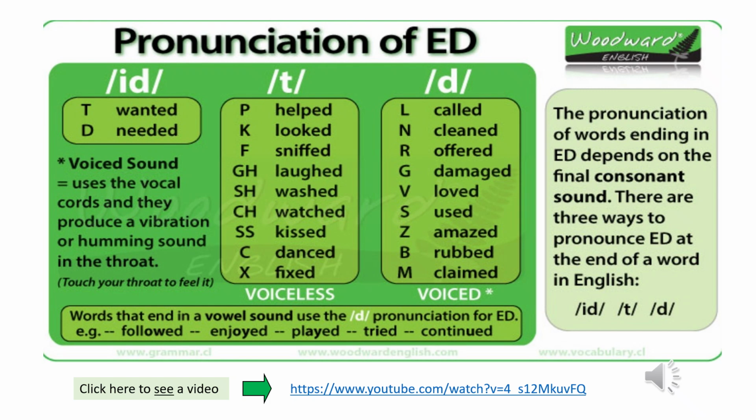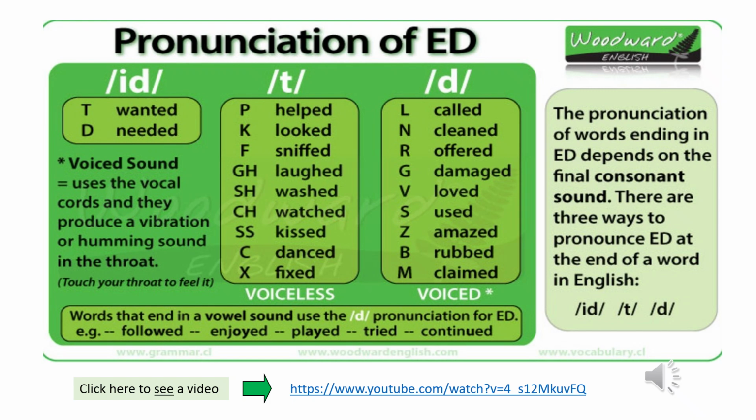Pronunciation of ed. The pronunciation of words ending in ed depends on the final consonant sound. There are 3 ways to pronounce ed at the end of a word in English: id, t, d. Here are some examples of each of these.